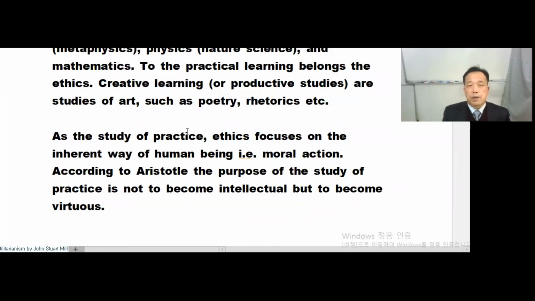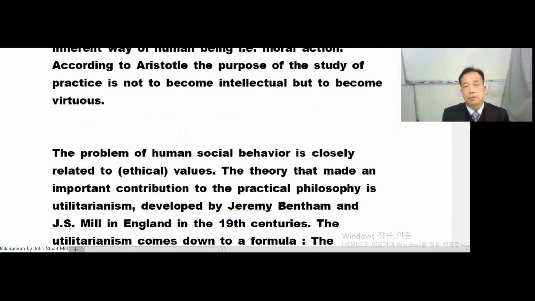As the study of practice, ethics focuses on the inherent way of a human being, that is, moral action. According to Aristotle, the purpose of the study of practice is not to become intellectual, but to become virtuous. The problem of human social behavior is closely related to ethical values.